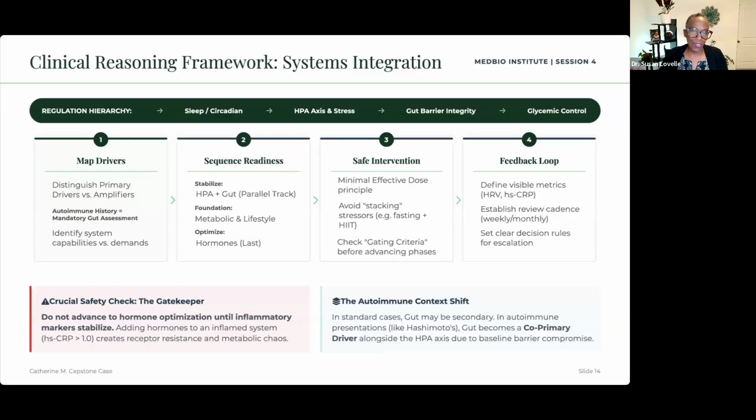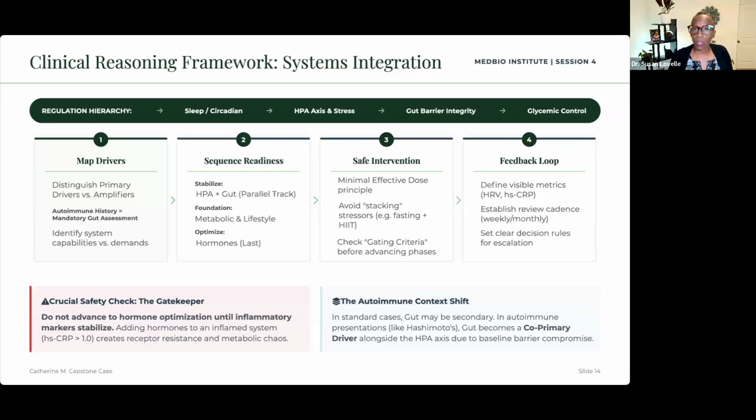You'll actually have a download that you can use as we're going through. But the very first thing that we want to do is to map the drivers. What is it that is causing what's going on with her in the first place? Okay, that would be the first thing. And you want to distinguish between what are the main issues that are going on and what are the other things that make it a little worse, the little points that are egging on the issues. So we'll think about the autoimmune history and her gut as well. And then we also want to know what she can do versus what the demands are.